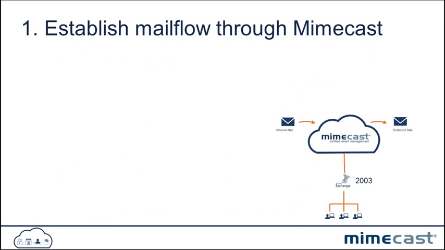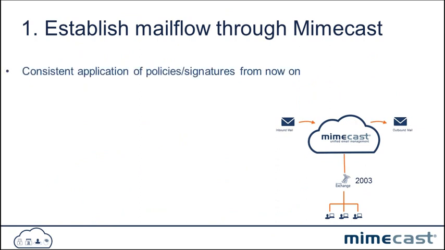In this picture, I'm assuming that you're on Exchange 2003. So what you would typically do is get connected up to Mimecast. We have a very simple, straightforward seven-step methodology for onboarding customers. That involves changing your MX records for your inbound message flow so that everything inbound flows through Mimecast. We'll deliver it down to the Exchange 2003 server. And for the outbound, you set up new SMTP connectors to send everything outbound through Mimecast.